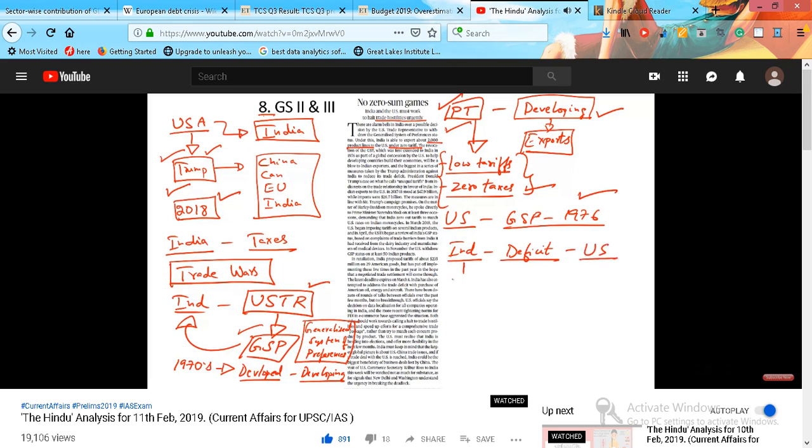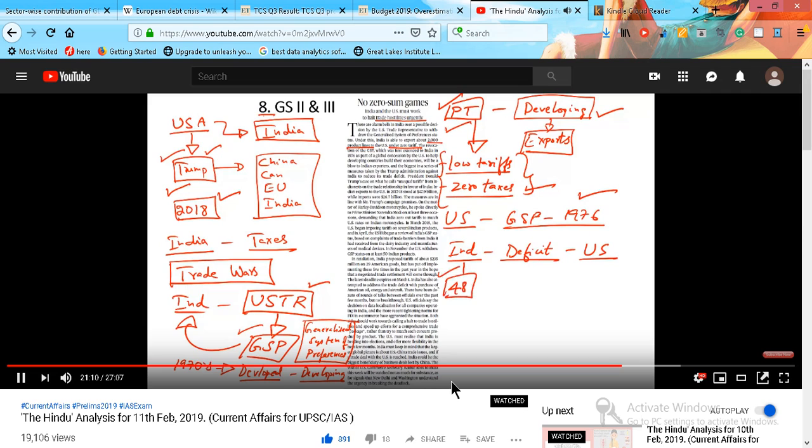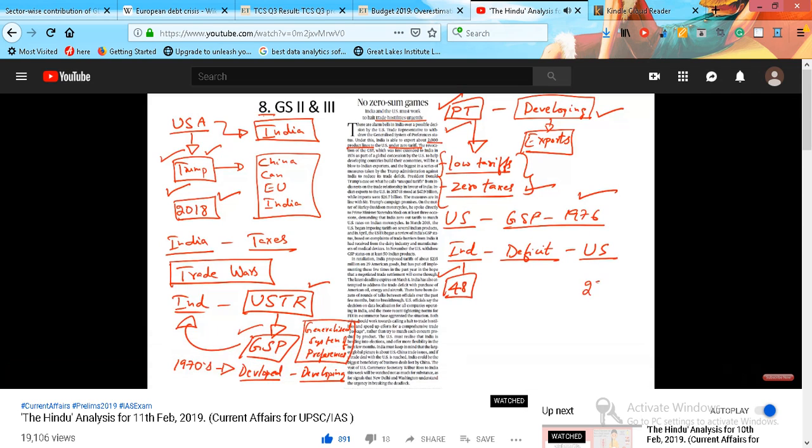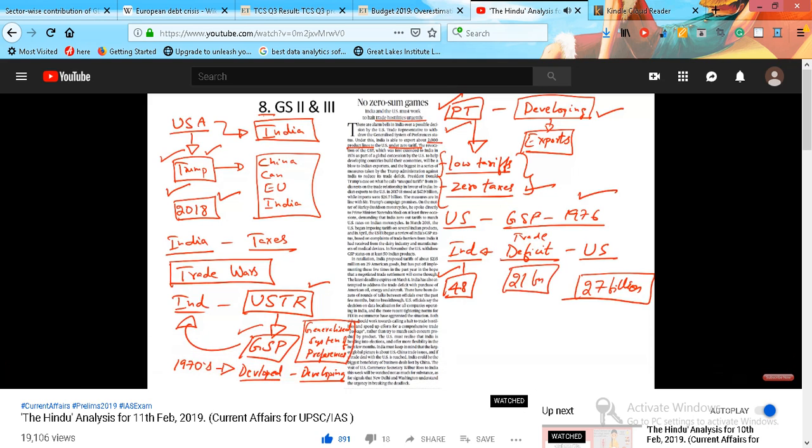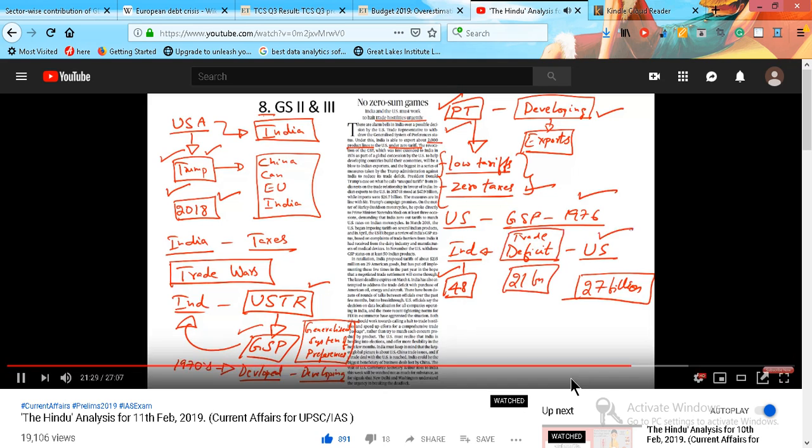Last year, India exported nearly $48 billion worth of products to the US, whereas the US exported hardly around $27 billion worth of products to India. So as you can see, the trade deficit is clearly in favor of India. India has a surplus of nearly $21 billion, and this huge trade deficit has been resisted by the Trump administration.